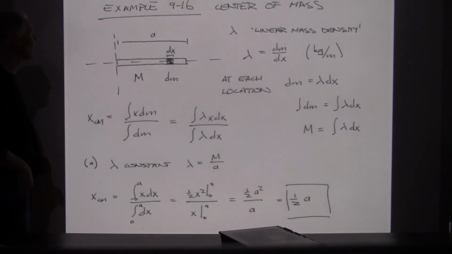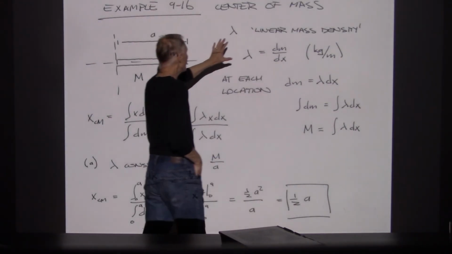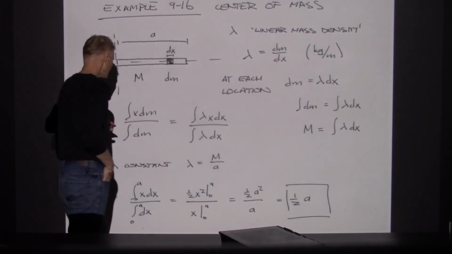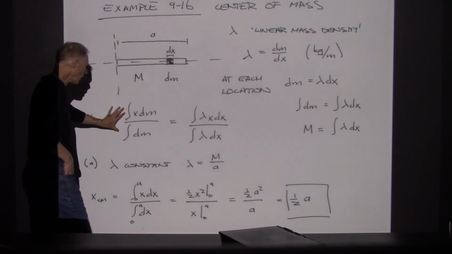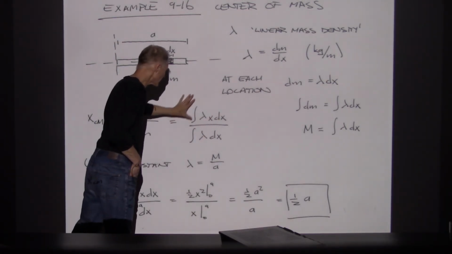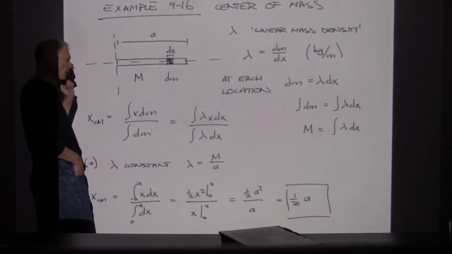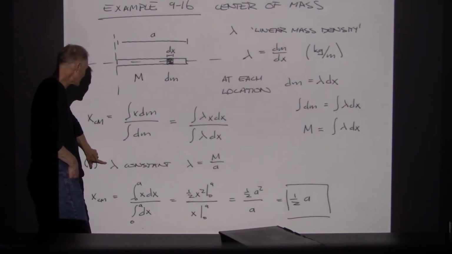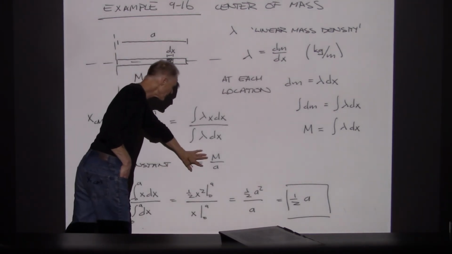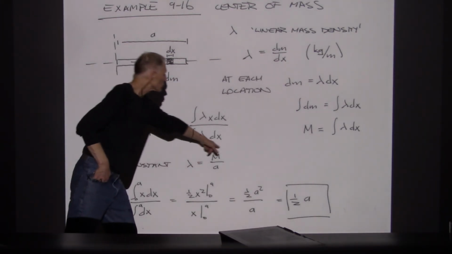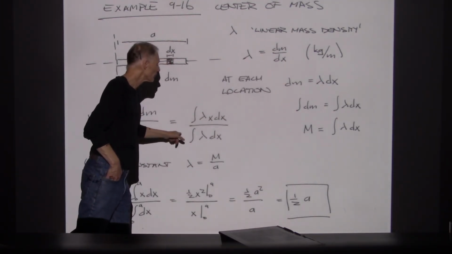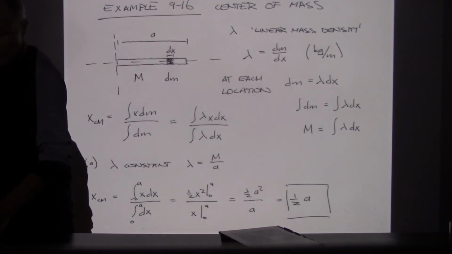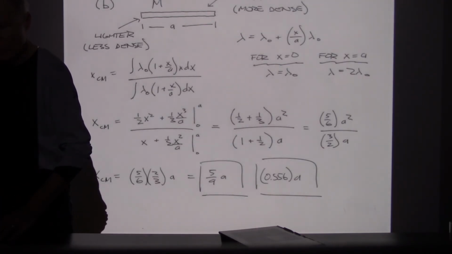We can go back and say this still works, this still works, this all still works up to here. Where part B is going to diverge is here. Lambda is not going to be a constant. Lambda expression is going to be more complicated. So we can use this expression that we've set up, but we can't use the idea that lambda is constant.